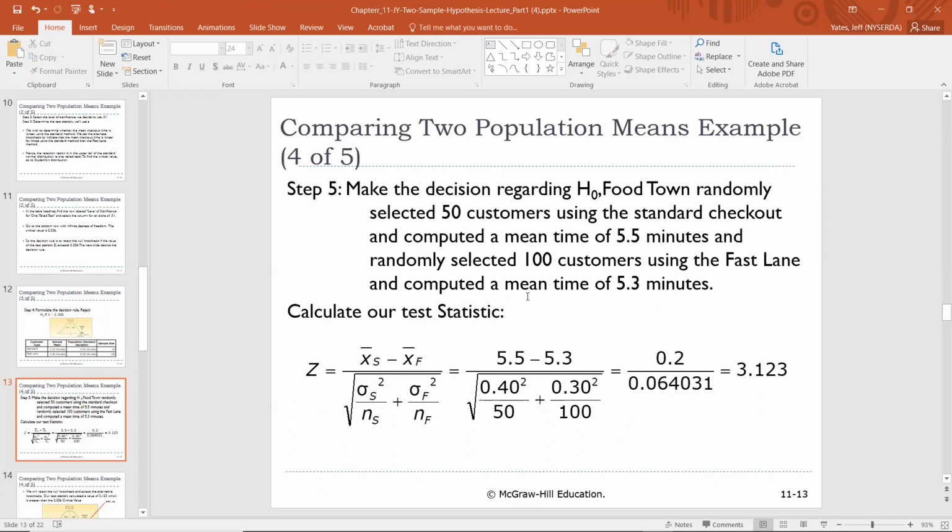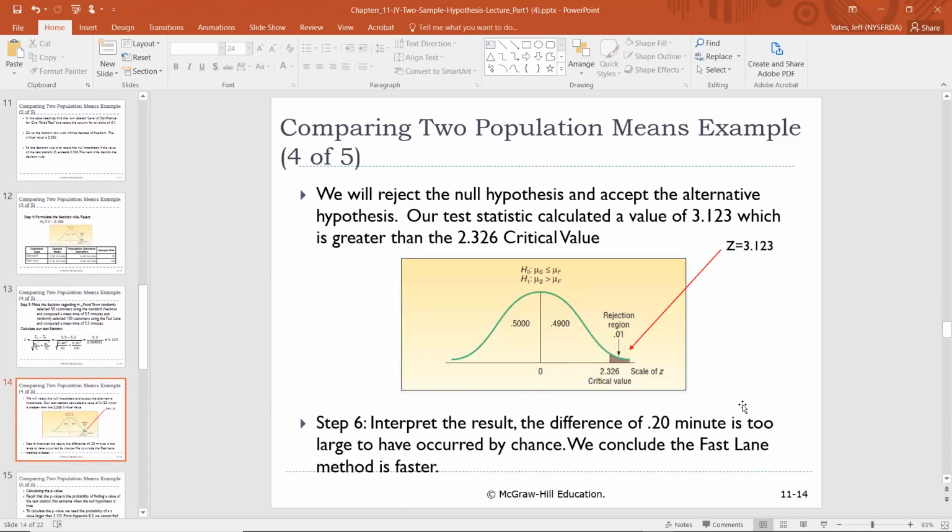So step five is decide. We calculate our statistic, 3.123. 3.123 sits outside of our 2.326, so we're going to reject. We reject the null hypothesis and accept the alternate, that our standard is not as good as our fast lane, and our fast lane is indeed better. All right, so it is indeed faster. I shouldn't say better, but faster.